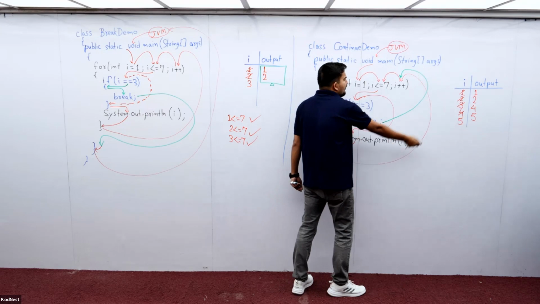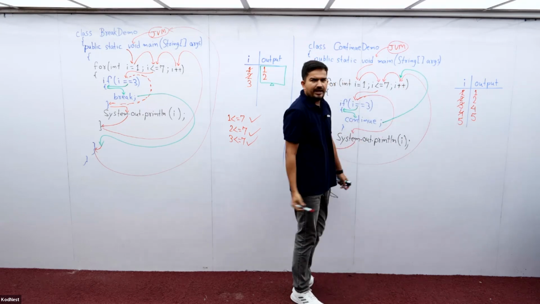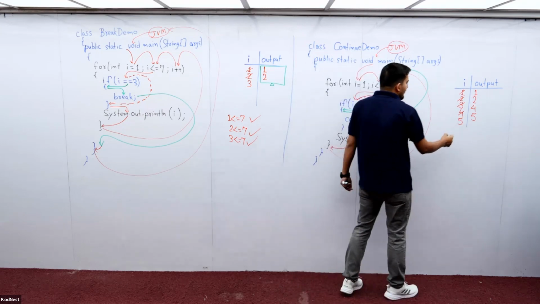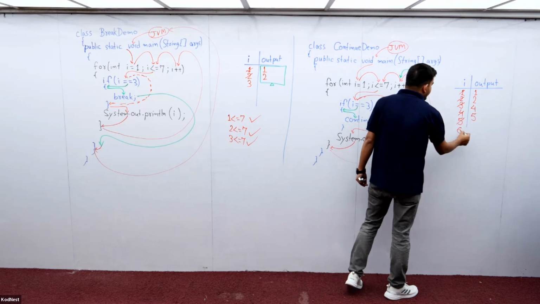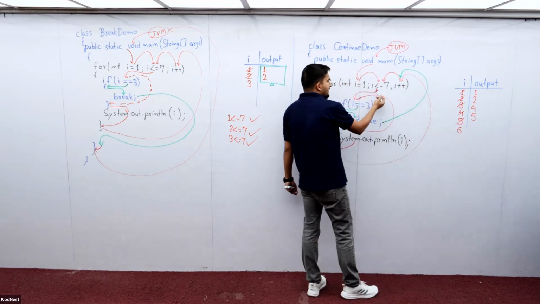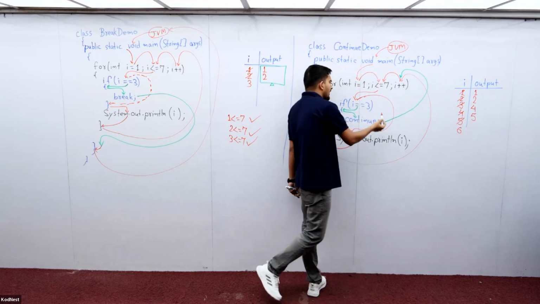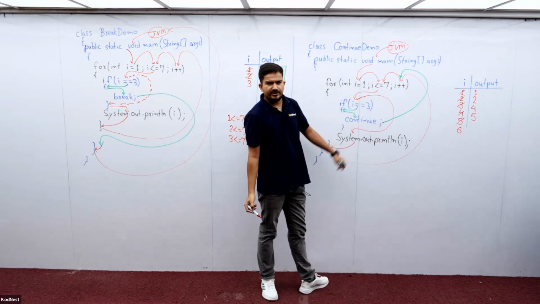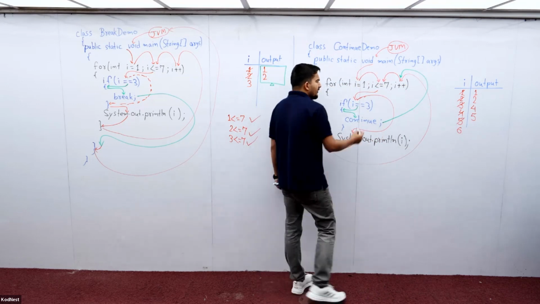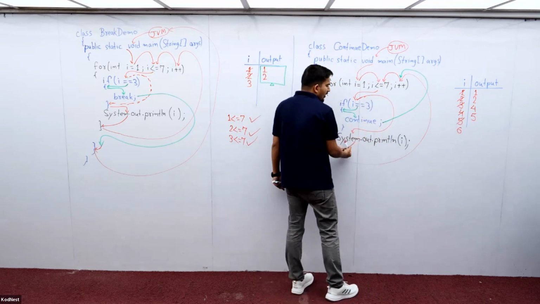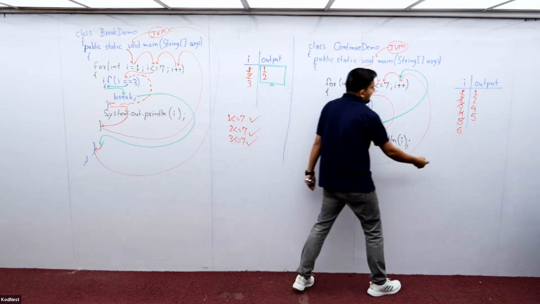End of the for loop. Once more updation will happen. I plus plus will happen, and the value of I is going to become 6. The condition will be checked: 6 is less than 7. The condition is true, and control goes inside. Again we check, is 6 equal to 3 or not. 6 is not equal to 3. Skip the if block and print the value of I, print 6.